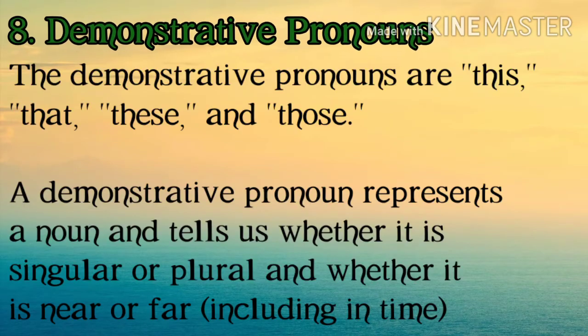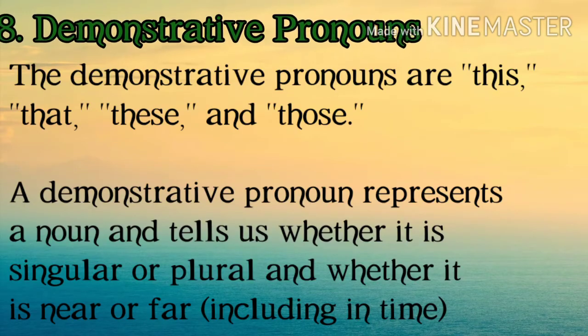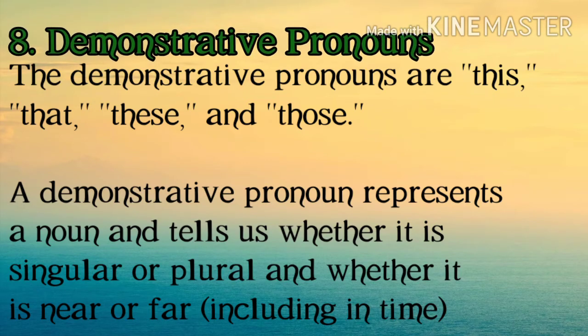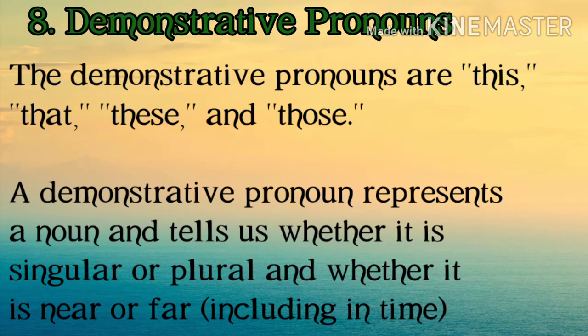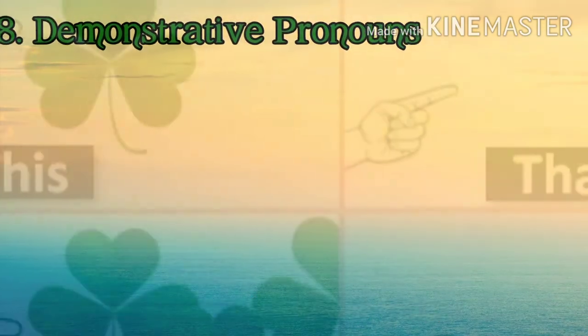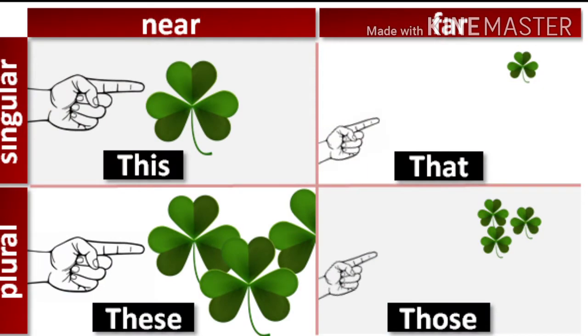Next is demonstrative pronouns. The demonstrative pronouns are this, that, these, those. A demonstrative pronoun represents a noun and tells us whether it is singular or plural and whether it is near or far. So, for near, in singular, we have to use this, and if the singular object is far, we should say that. In plural, we have to use these, and if the object is far, it should be those.